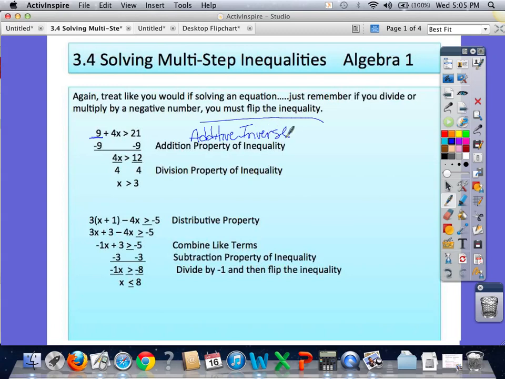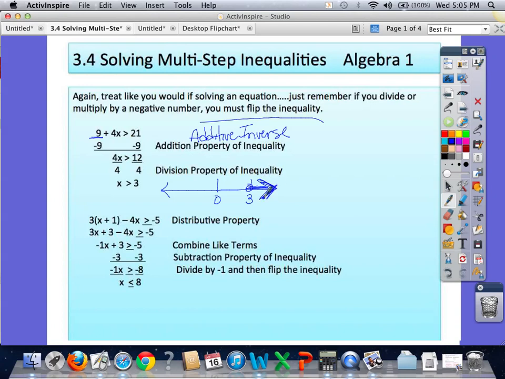From there, you're going to divide both sides by 4 to get x by itself. All right, so when you divide both sides by 4, it's just x greater than 3, which is the division property. And then, of course, you would graph it. And then x is 3. Open circle because this is an open inequality. And because the variable is on the left, we draw in the direction that the inequality is pointing.